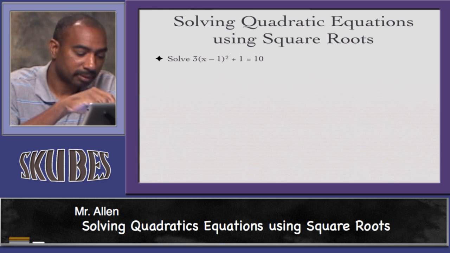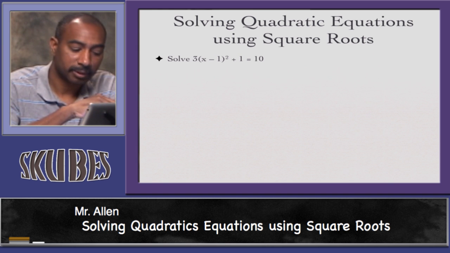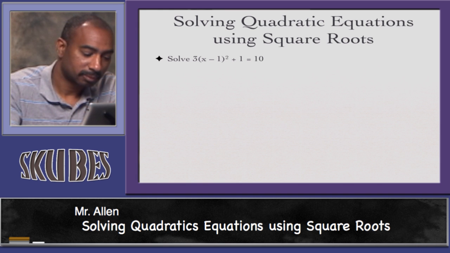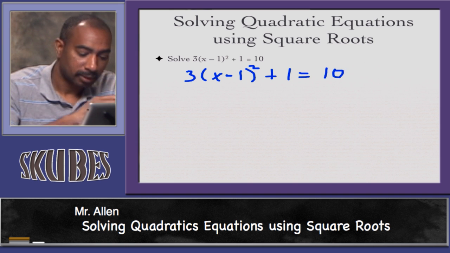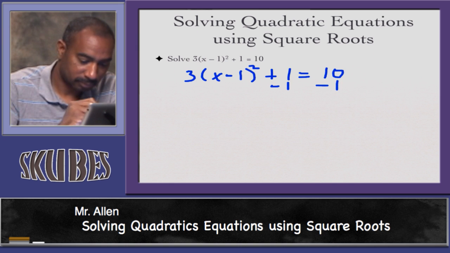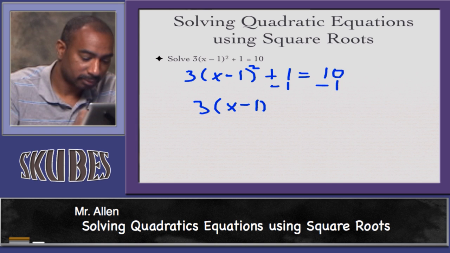Solve 3 times (x minus 1) squared plus 1 equals 10. All right, this is more complex, but one step at a time. I could subtract 1 from both sides. So I'm left with 3 times (x minus 1) squared equals 9.